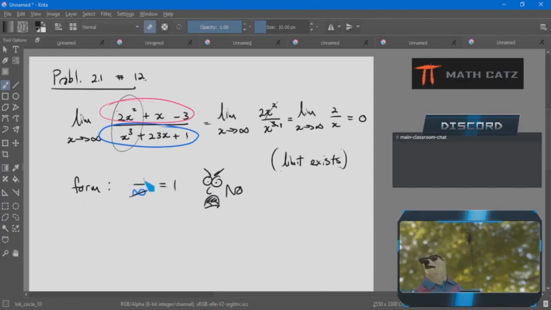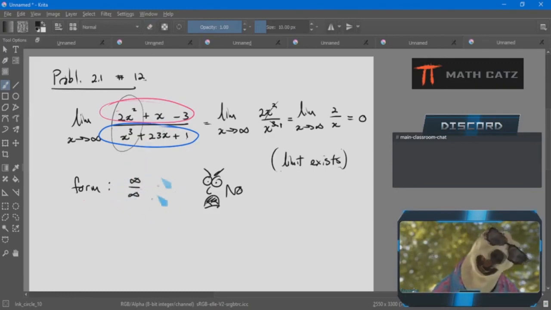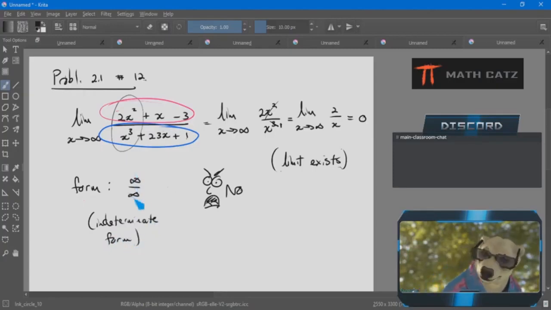All I'm saying is, sometimes when I look at the pieces individually, they could highlight what is happening, and they could not. In this case, I have an infinity over infinity. We call that an indeterminate form because it doesn't really tell me how the whole thing behaves. It's all about how fast each piece blows up.